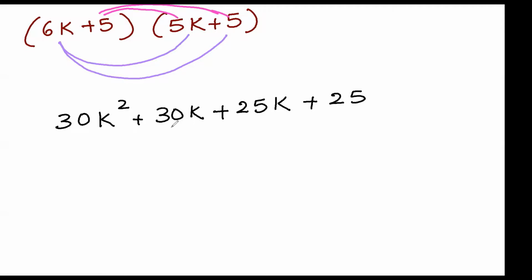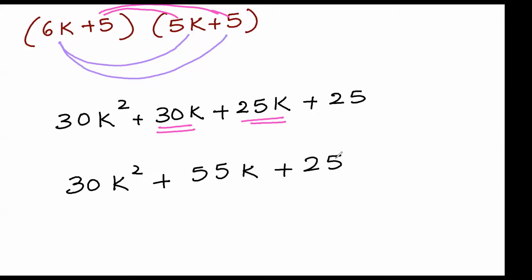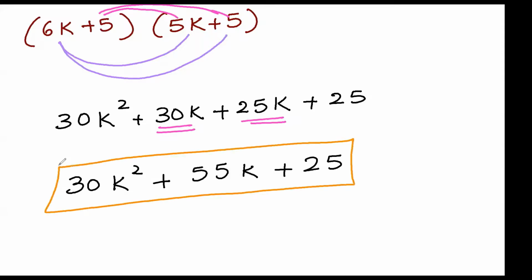Now I notice that there are like terms. So I see that there is 30k and 25k. So I'm going to add those. I'm going to combine them, right? When I combine them, I will get 30k squared plus 30 plus 25 is 55k plus 25. So the product of these two binomials is 30k squared plus 55k plus 25. I hope this is clear, guys.